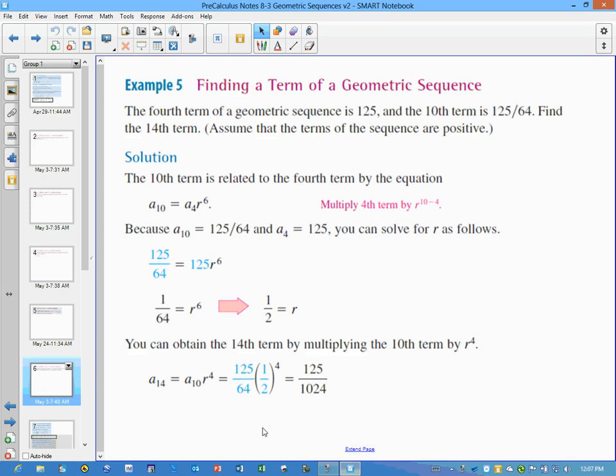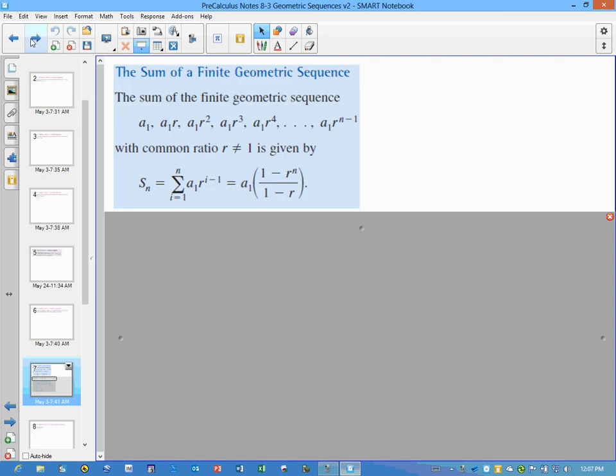All right, let's look at now, what if we wanted to do more than just writing down the sequences? What if we wanted to actually sum these up? So we want to find the sum of a finite geometric sequence. And there is a nice little formula here.